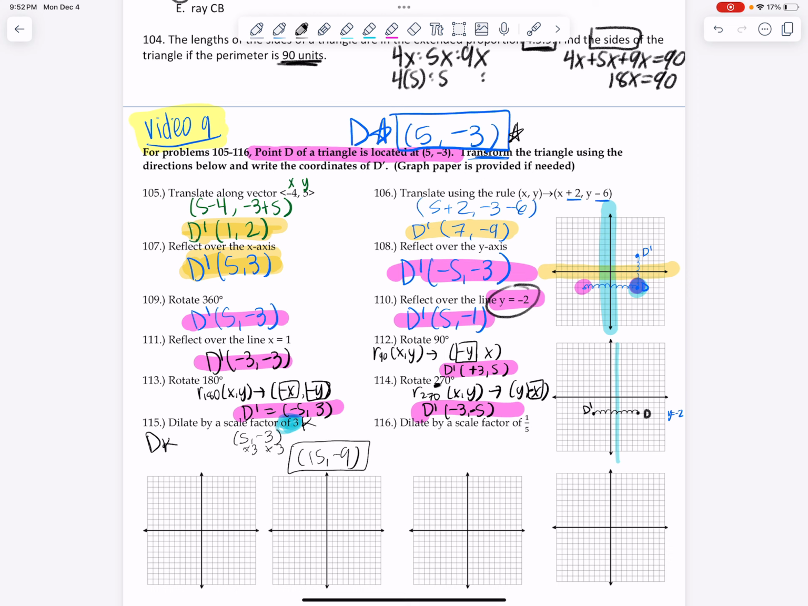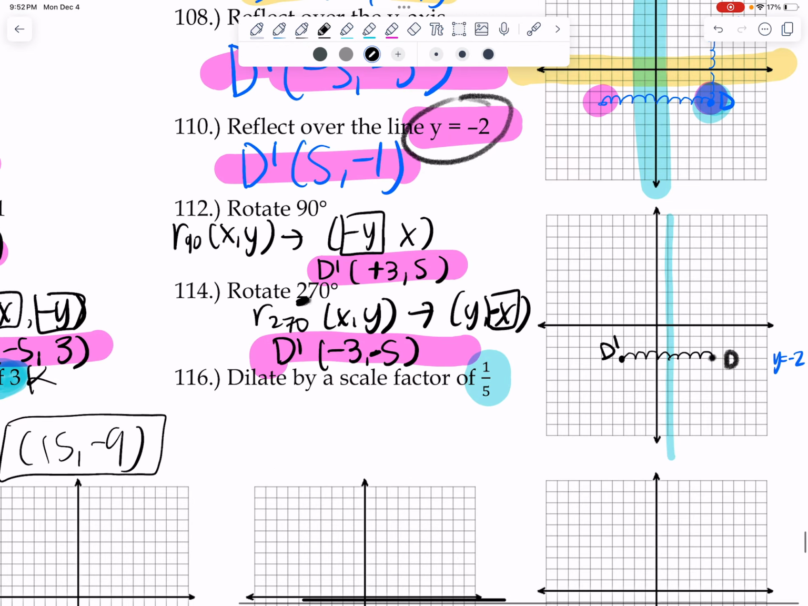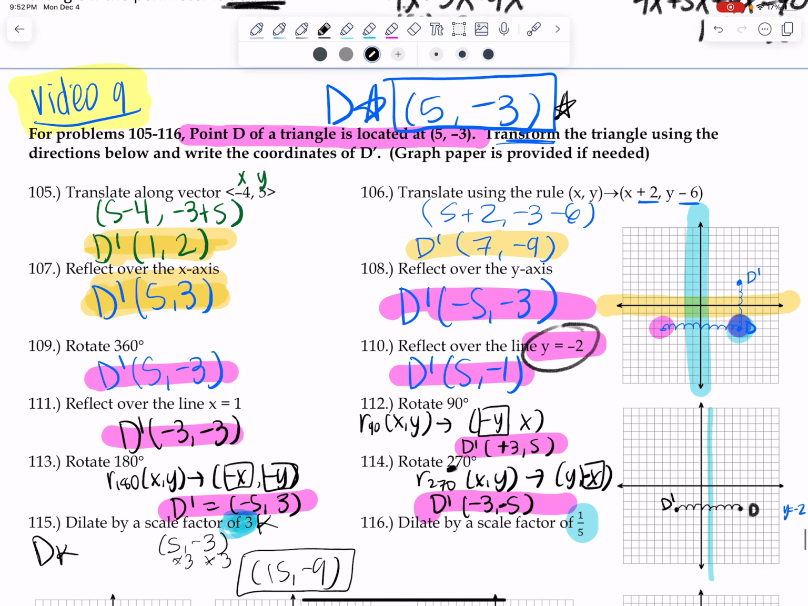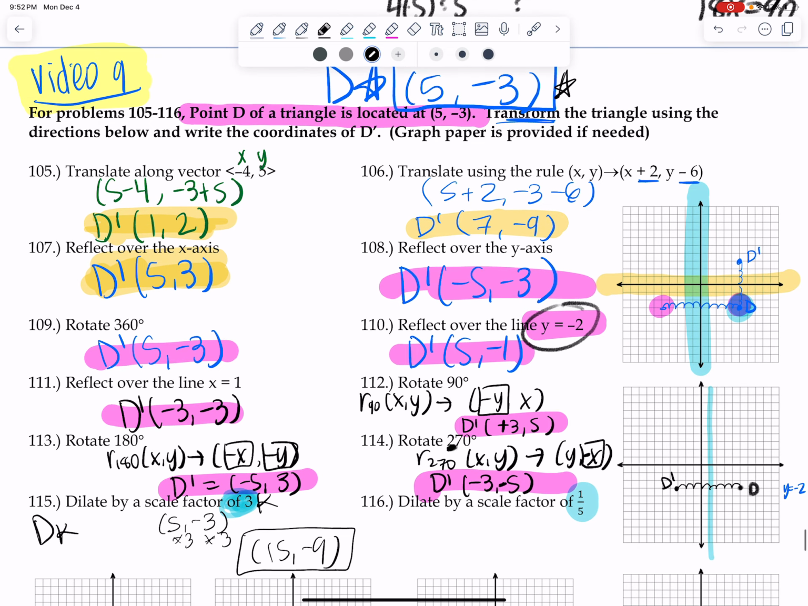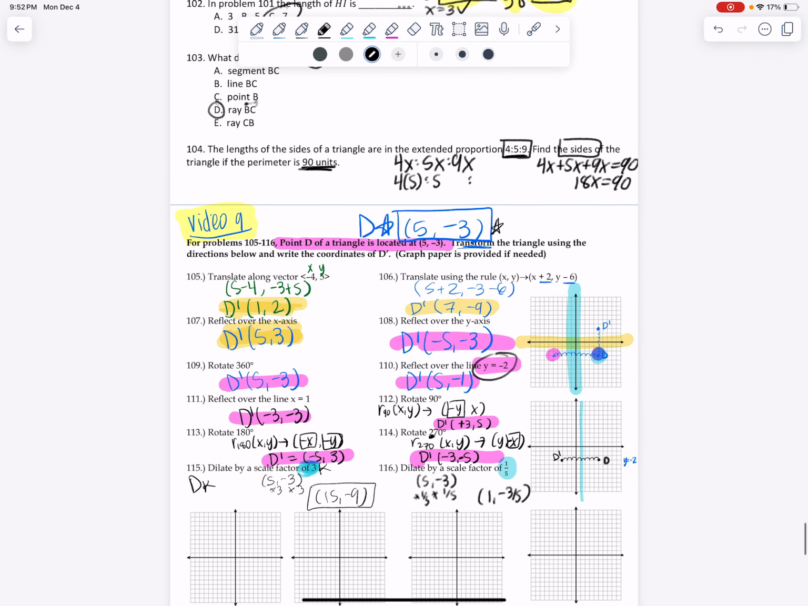When you dilate by a scale factor that is smaller than 1, it is going to get smaller. You can tell I'm tired. It's going to get smaller, and so you can either multiply by 1/5 or divide everything by 5. So 5, -3, when you multiply everything by 1/5, that is going to be at the point 1, -3/5. Okay? And that is the end.